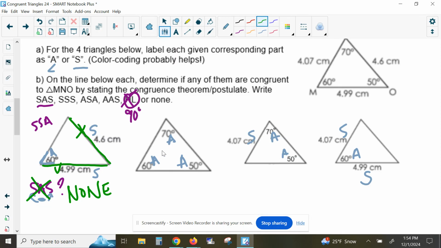The next one is AAA. So the pairs I have are AAA. Is that even an option up in my list? No, it's not even an option. So you should have written none.